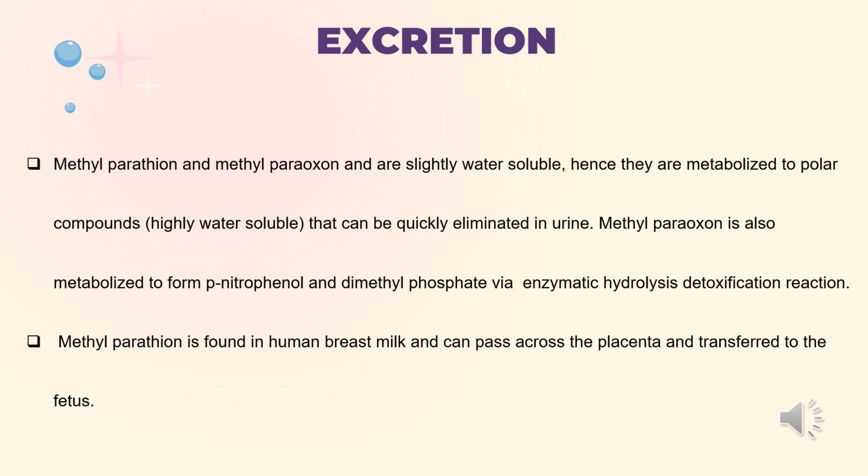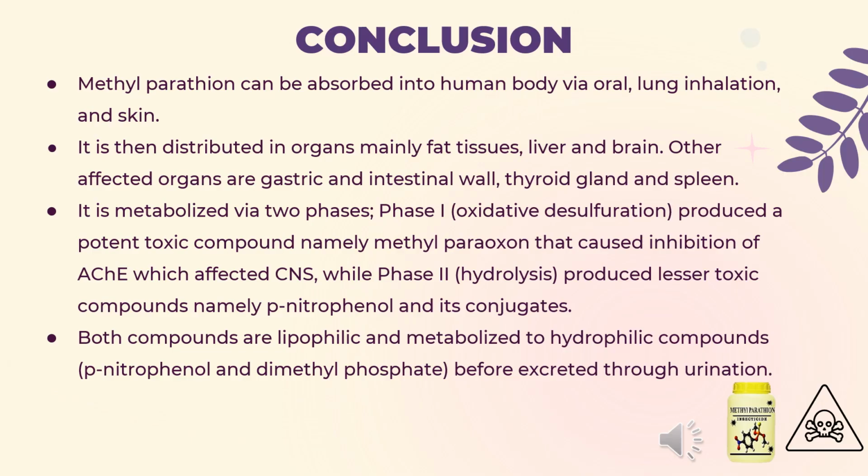Methylparathion is also found in human breast milk and can pass through the placenta and transfer to the fetus. Conclusion: methylparathion can be absorbed into the human body via oral, lung inhalation, and skin. It is then distributed in organs, mainly fat tissues, liver, and brain. Other fatty organs are the gastric and intestinal wall, thyroid glands, and spleen.